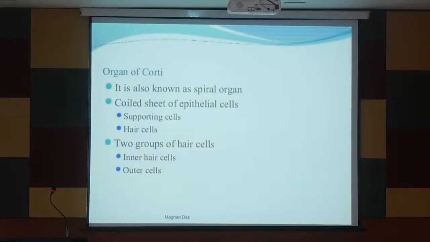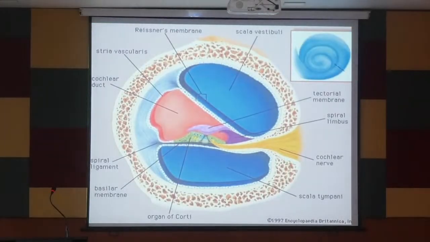Okay, now what is important in this slide is what are the cells responsible for generating those action potentials. There are two types of cells. One is called as the inner hair cells and one is called as the outer hair cells. This is the inner hair cell and these are the outer hair cells. Okay. So what is the difference between the two?